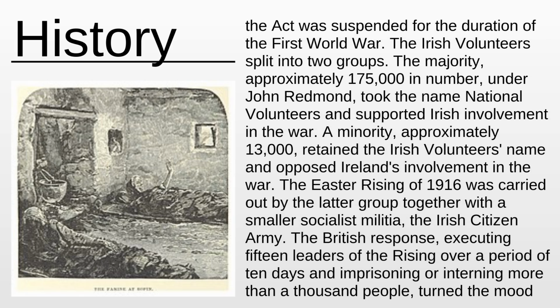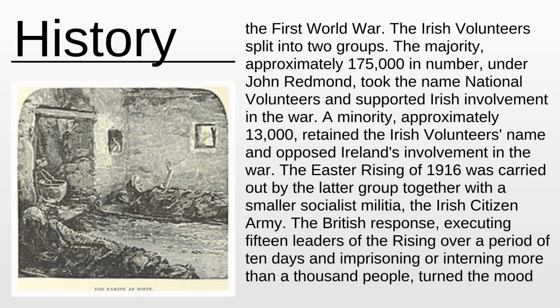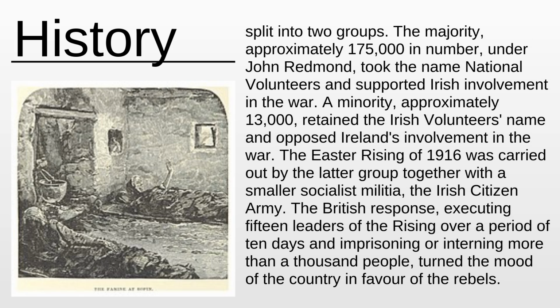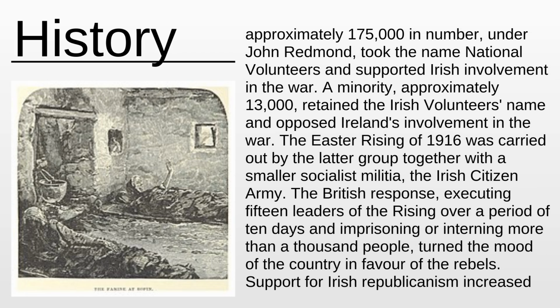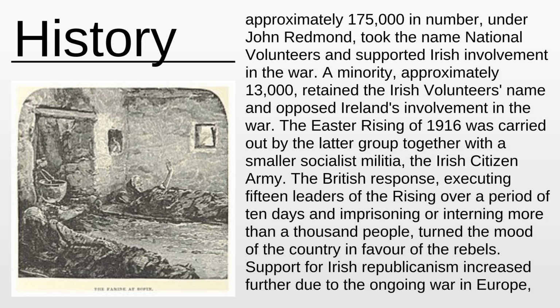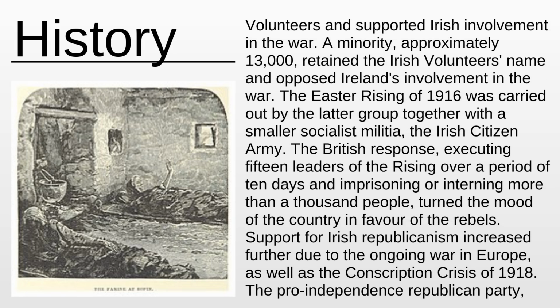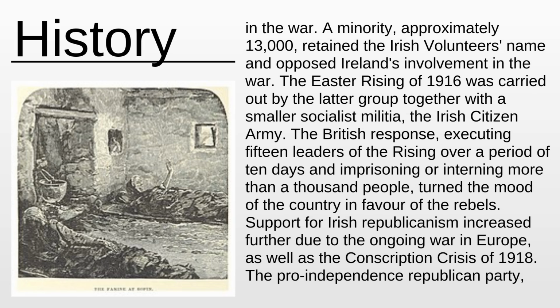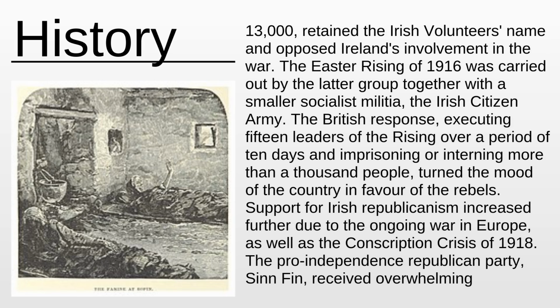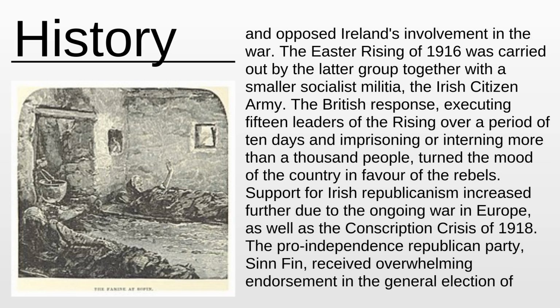The Irish Volunteers split into 2 groups. The majority, approximately 5,000 in number, under John Redmond, took the name National Volunteers and supported Irish involvement in the war. A minority, approximately 13,000, retained the Irish Volunteers name and opposed Ireland's involvement in the war.